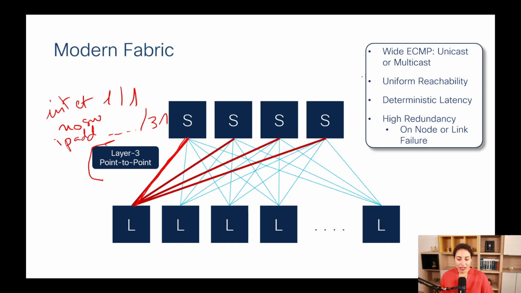And what this allows us to have are these key features and functionalities. We have wide ECMP, unicast or multicast. It's obvious that from each leaf we have multiple links to reach the rest of the fabric. But really importantly, we have uniform reachability and deterministic latency.